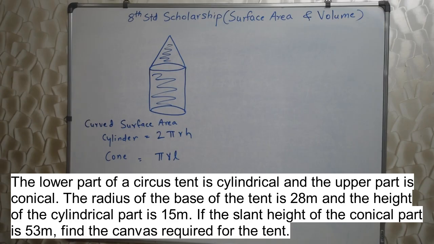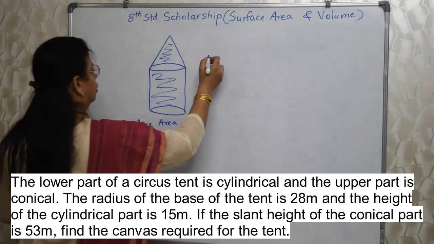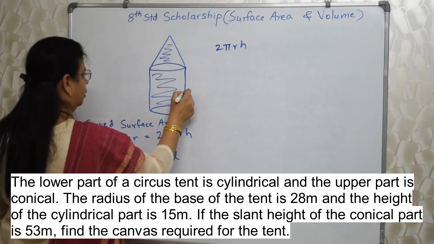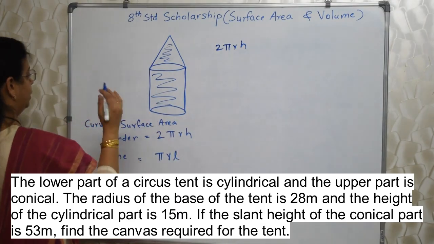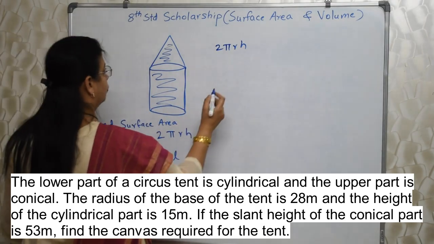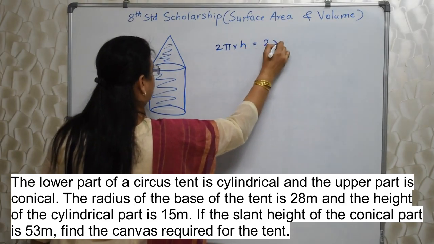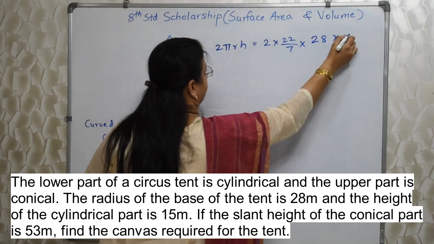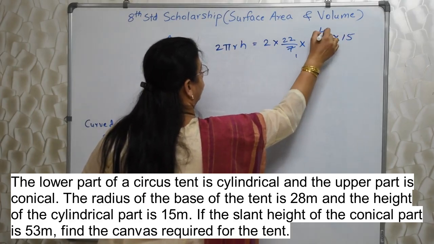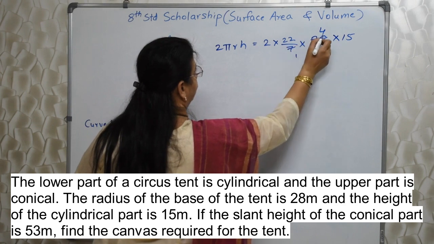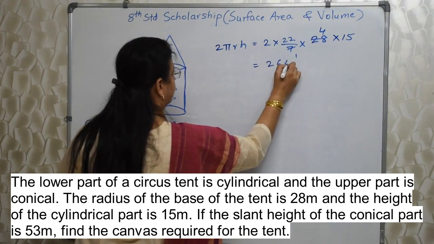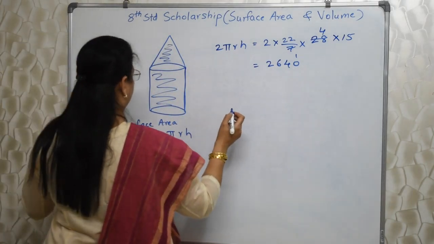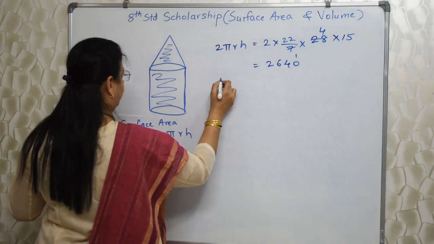Okay, let's do it. We have to just substitute the figures. First we will find out the curved surface area of the cylinder. So 2 into 22 upon 7 into 28, and height is 15. So let's do it. 4s are 28. So 2 into 22 into 4 into 15. 2640.